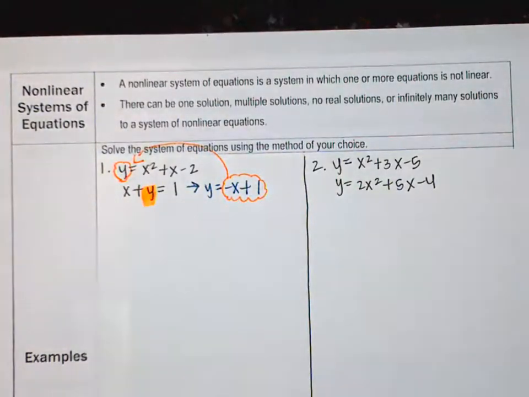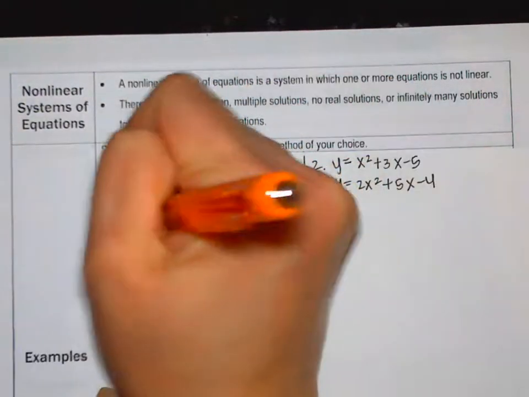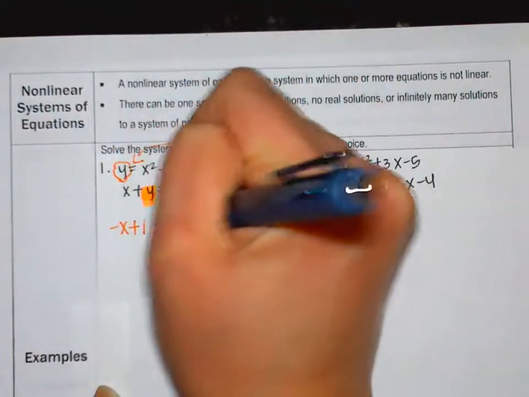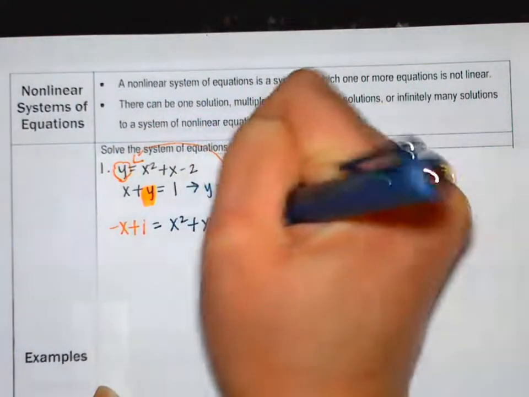Okay, so I'm going to write that. In for y, we're going to plug in negative x plus 1. And then we're going to set that equal to the rest of it, x squared plus x minus 2.